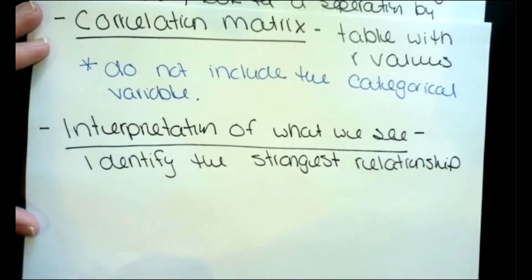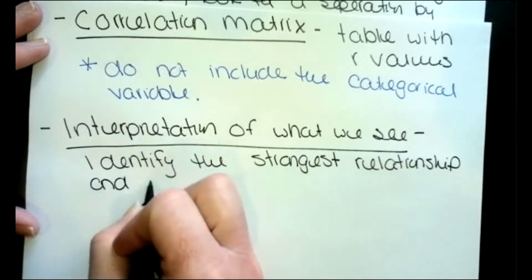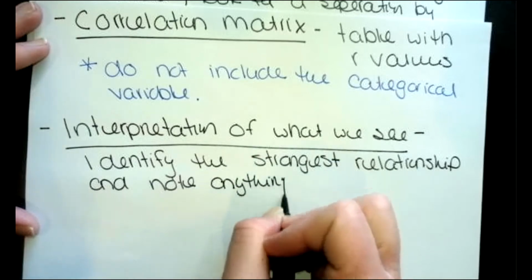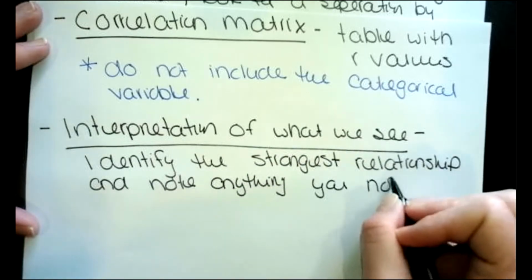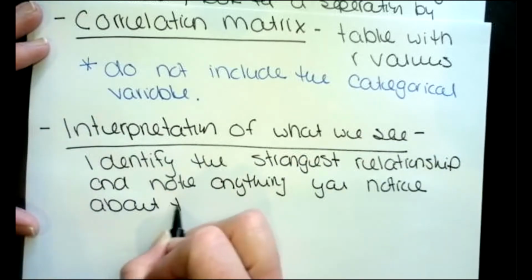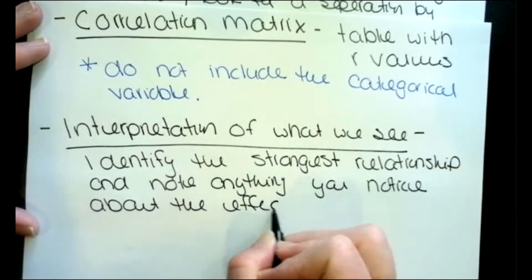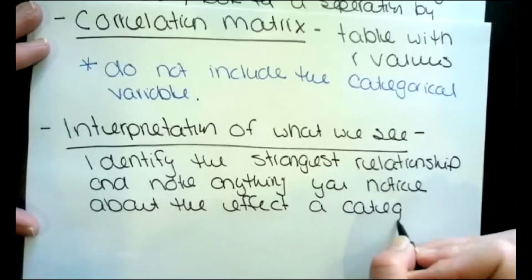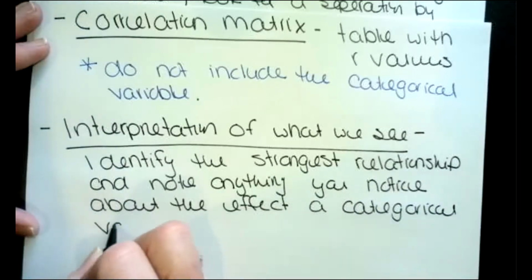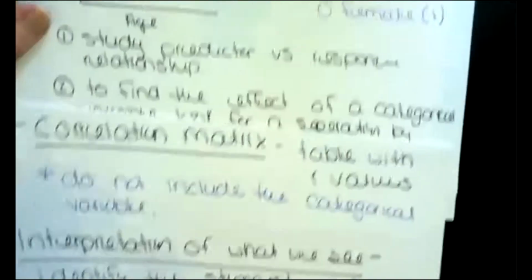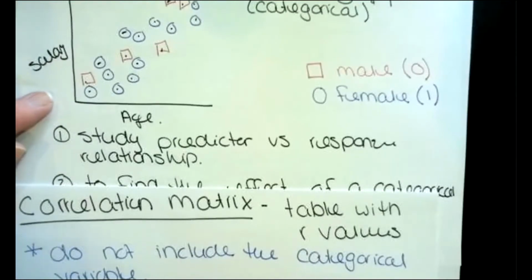Look for that strongest relationship and note anything that you notice about the effect a categorical variable has. So maybe age versus salary has the strongest linear relationship of 0.89, okay?